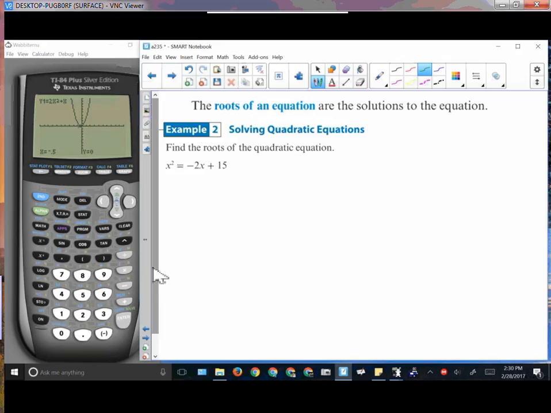Let's get it set up so that we can work our factoring on it. So we would have then x squared plus 2x minus 15 is equal to 0. Does that make sense to everybody? Remember, we just added 2x to both sides and subtracted 15. So now, can I factor this out nicely? In other words, are there factors of 15 that have a difference of 2?